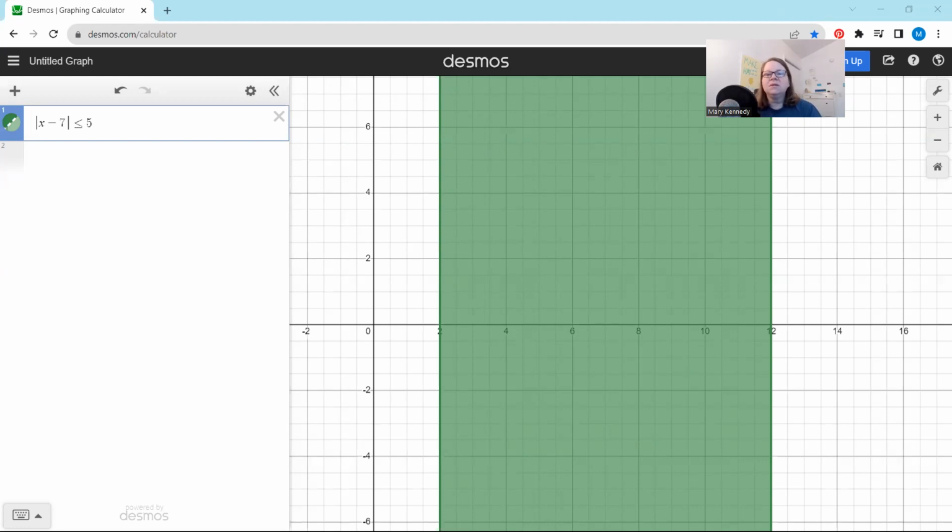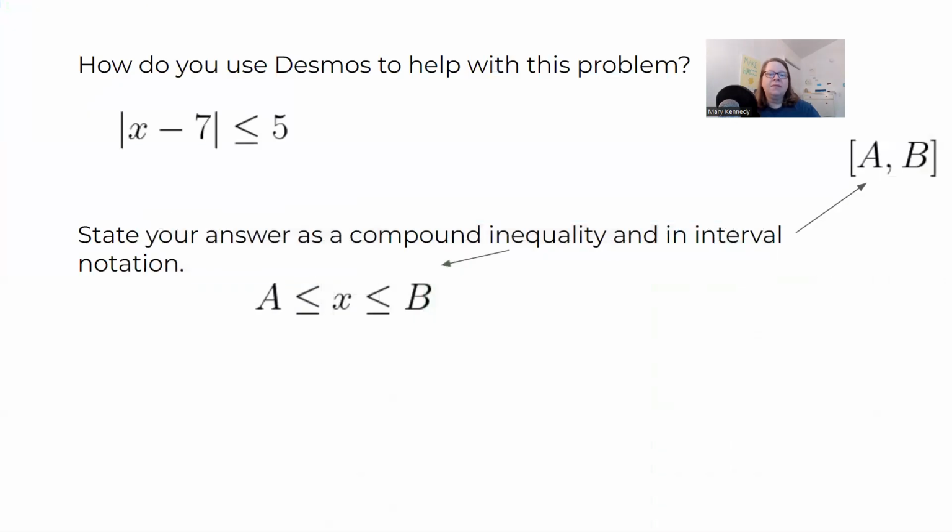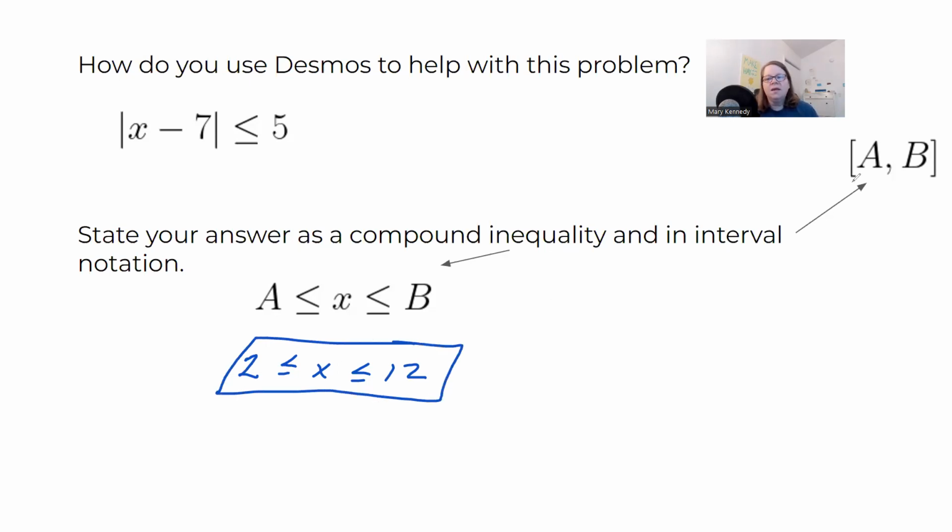Okay, so let's see if we can use that in our answer here. As we write this in these notations, this would just say that 2 is less than or equal to x is less than or equal to 12. That would be our compound inequality as we would write it. And here it would just be 2 and 12 as the lower bound and the upper bound. And you would use brackets around both to show that it includes those. It goes absolutely to that point and stops. If it had not had the equal to part, you would just use parentheses. But that's one way to use Desmos to help you on the digital SAT.